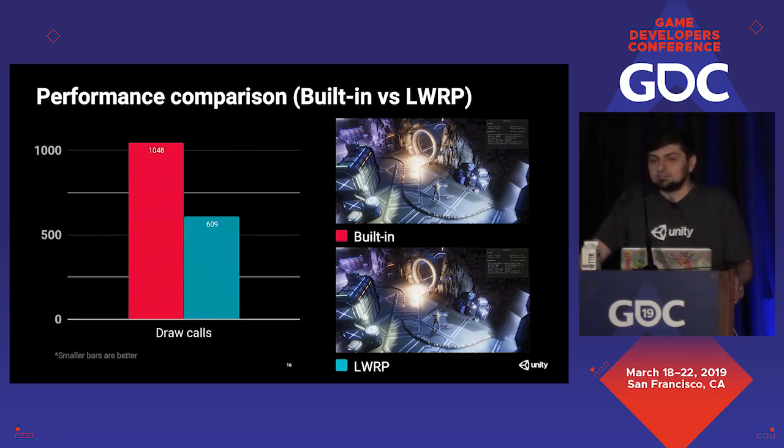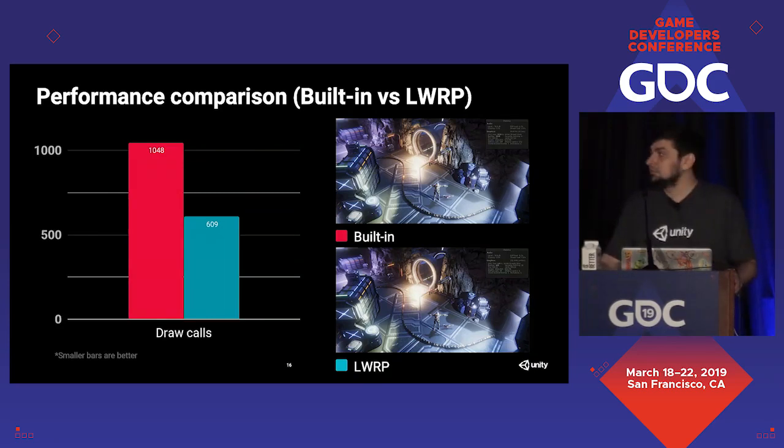And the reason is that one thing lightweight does differently is that it shades all of the lights in a single pass, so it renders the objects once, while the built-in pipeline will render objects for each light and composite the light on top. So it's not only more draw calls, but it's also more overdraw.